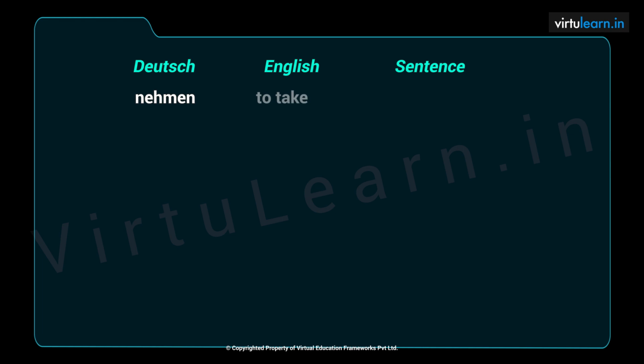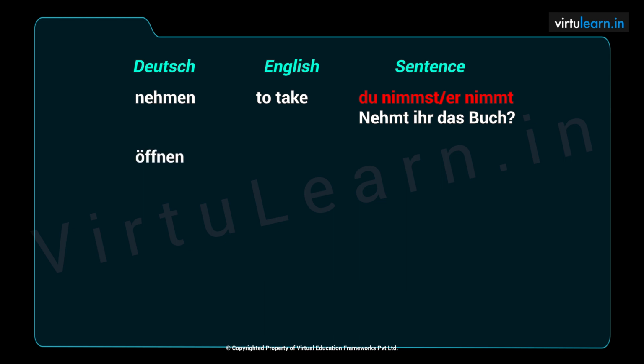Nehmen, to take. Another irregular verb, change in du and er/sie/es forms. Nehmt ihr das Buch? Will you all take that book? Öffnen, to open. Sie öffnet die Tür. She opens the door.